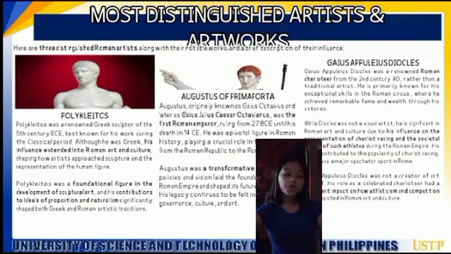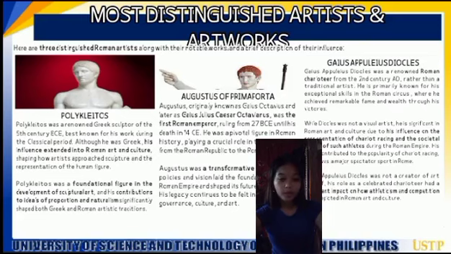Polyclitus sought to capture the ideal proportions of the human figure in his studies and developed a set of aesthetic principles governing these proportions, known as the canon or rule. He created a system based on mathematical ratios.